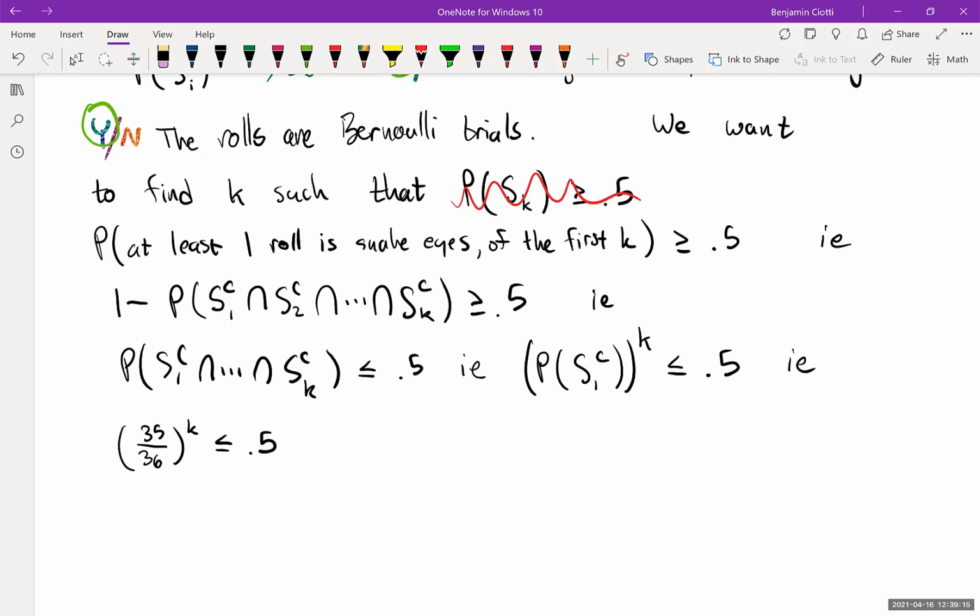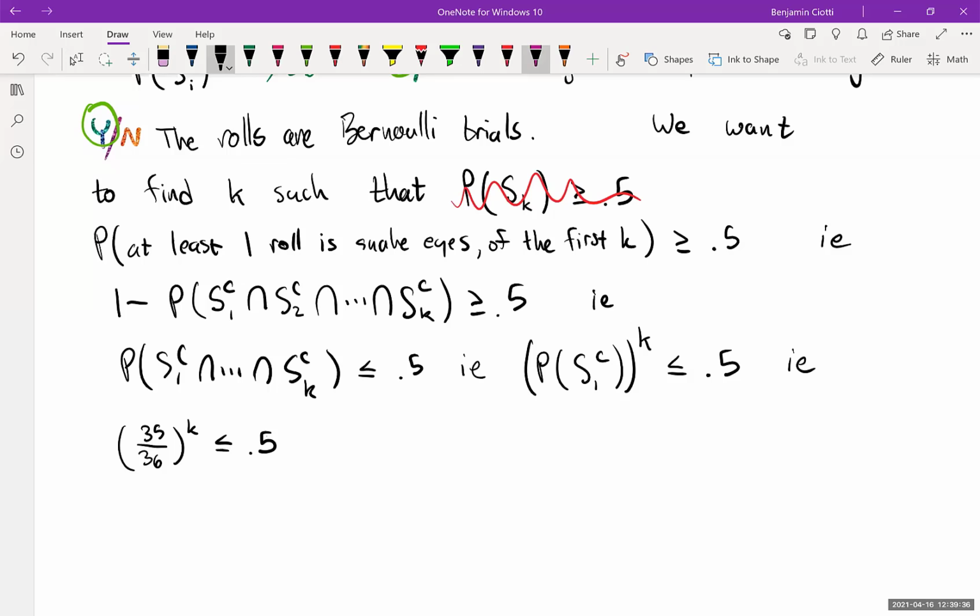pre-calculus exercise in solving for exponents. So would you do log? Yeah, that's the way to do it. I got 24.6. Would that be correct? Yeah, actually, that's right. That ends up being the solution to this. So you would say 25 rolls.